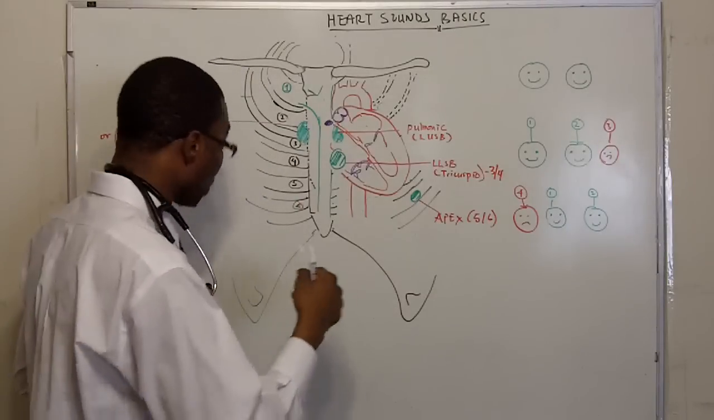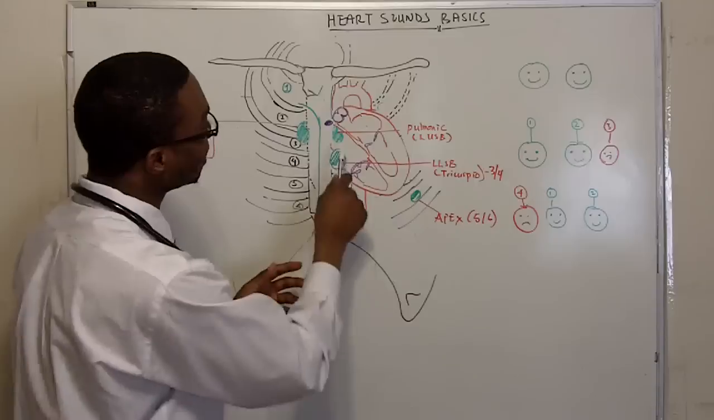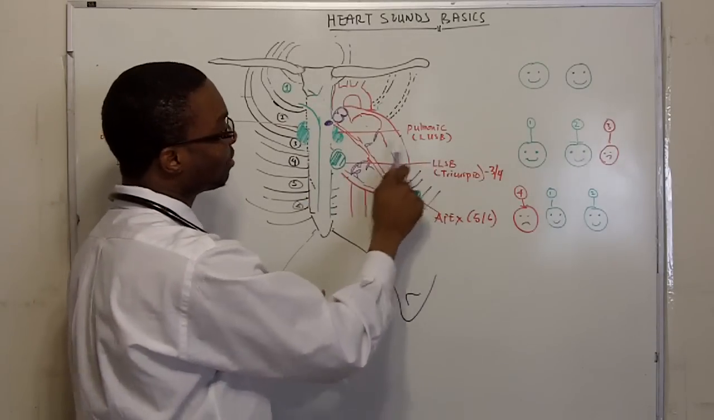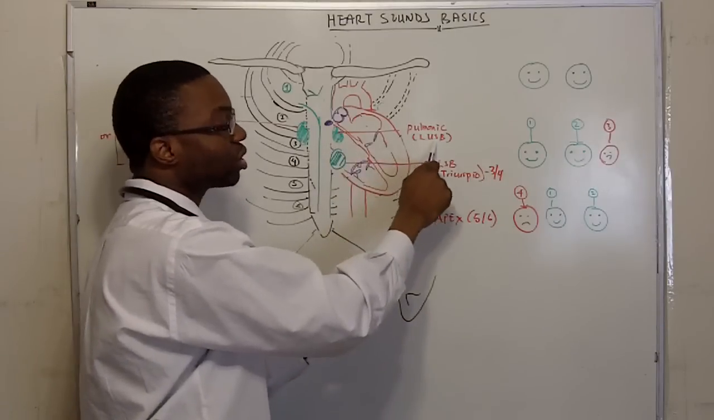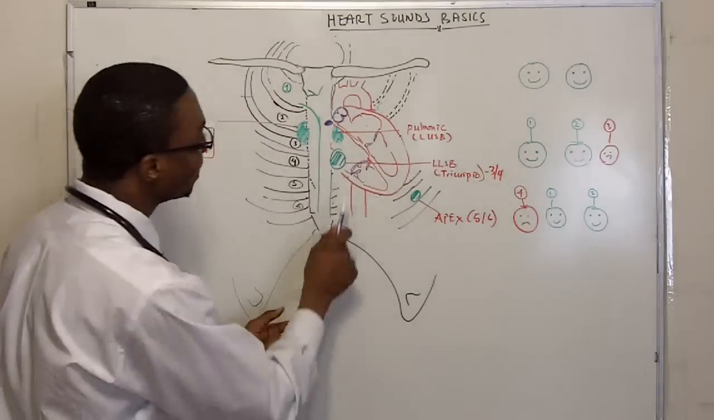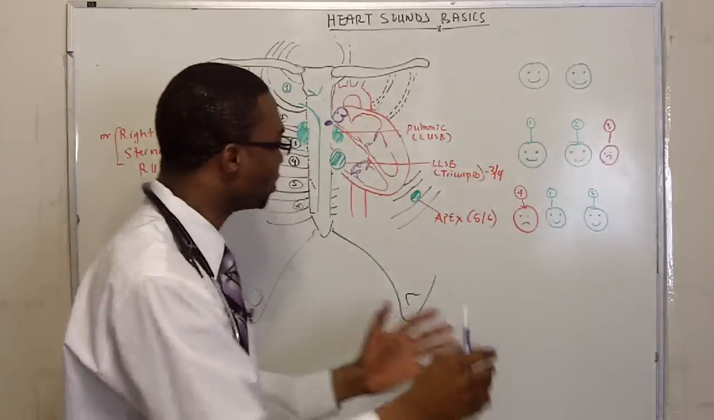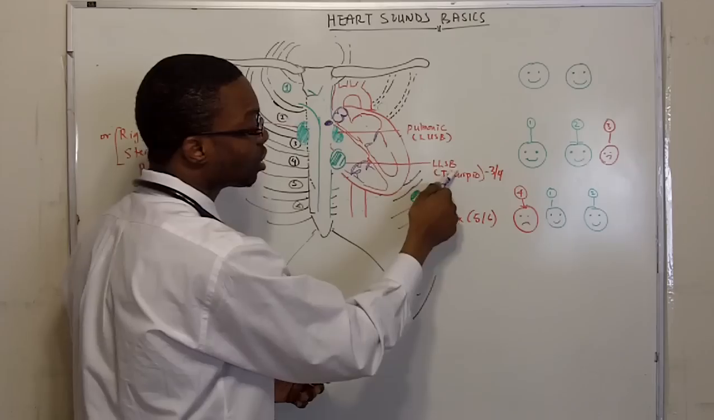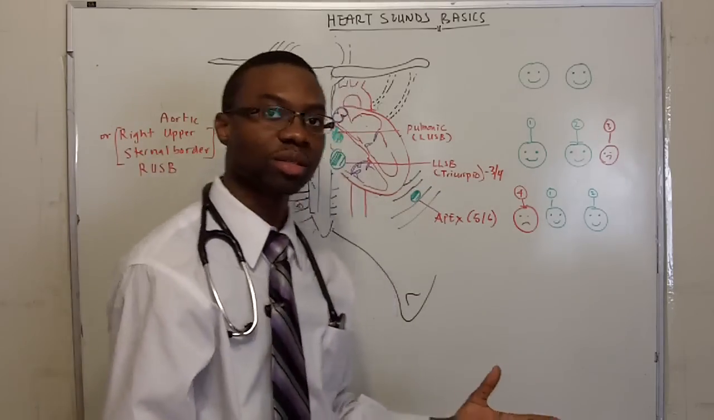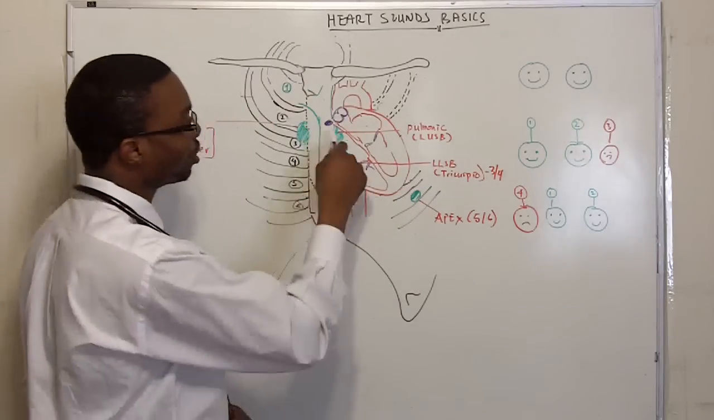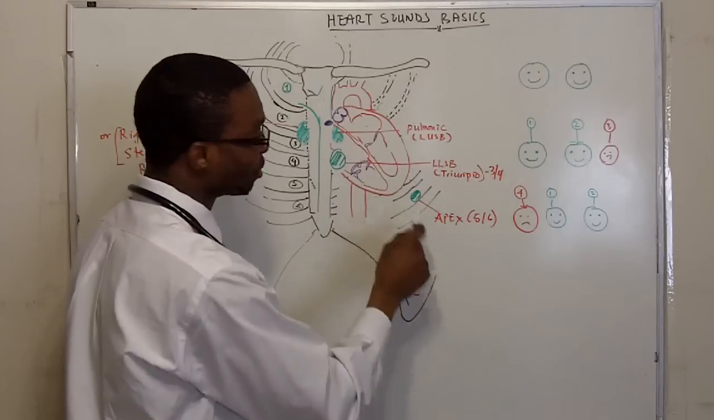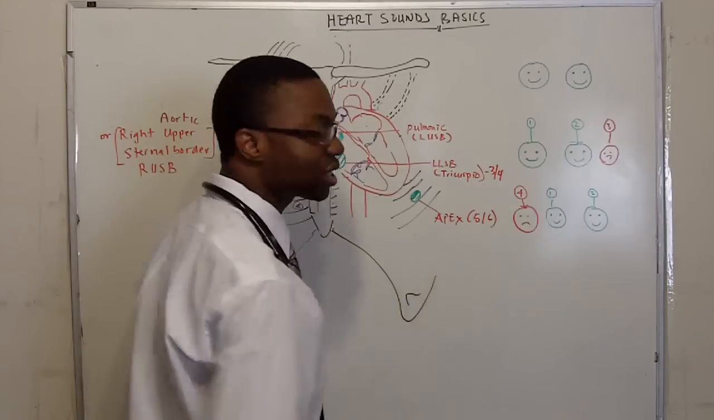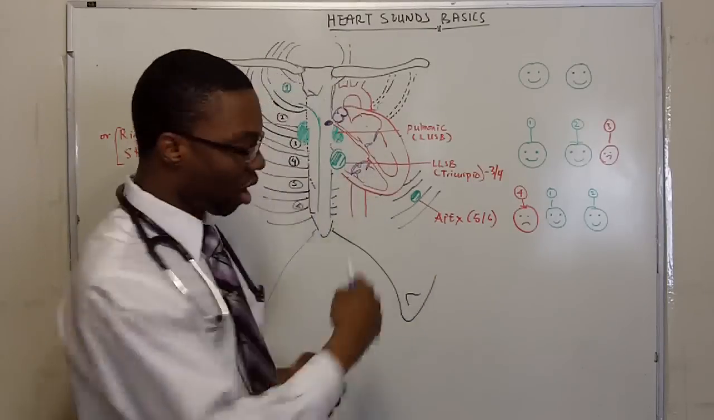In order to listen to our pulmonic valve, you have to listen next right here. That's called the left upper sternal border. To listen to anything that has to do with the tricuspid, you drop down a little bit and you get the left lower sternal border, the tricuspid region. Those are the three little leaflets between your right atrium and your right ventricle. And the apex is in between the fifth and the sixth intercostal space, so kind of all the way here.